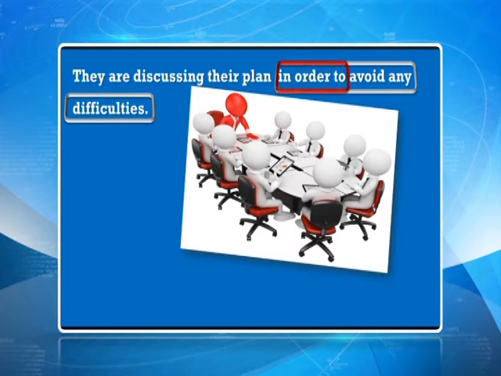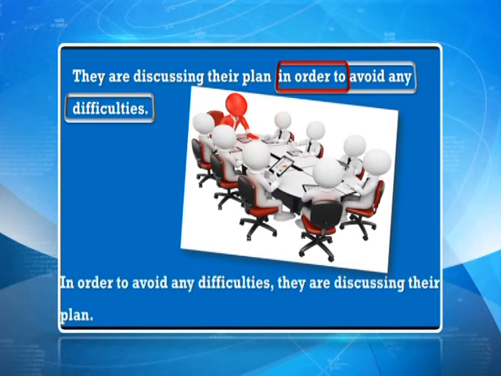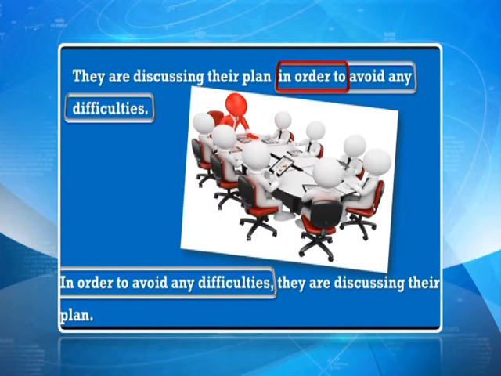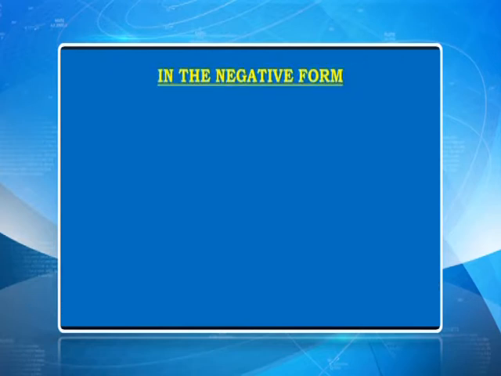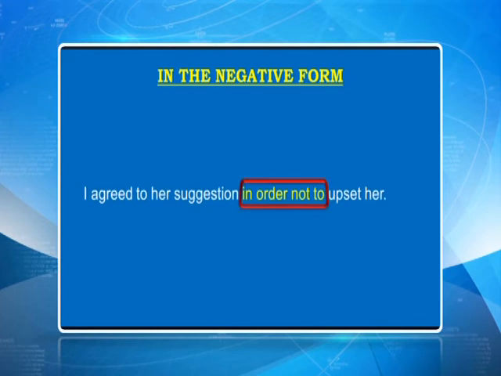The expression used here is in order to. Again, if you want to put some emphasis or stress on the purpose, you start with this part of the sentence. In order to avoid any difficulties, they are discussing their plan. And the expression used here is in order to. In the negative form, instead of saying in order to, we say in order not to. I agreed to her suggestion in order not to upset her.